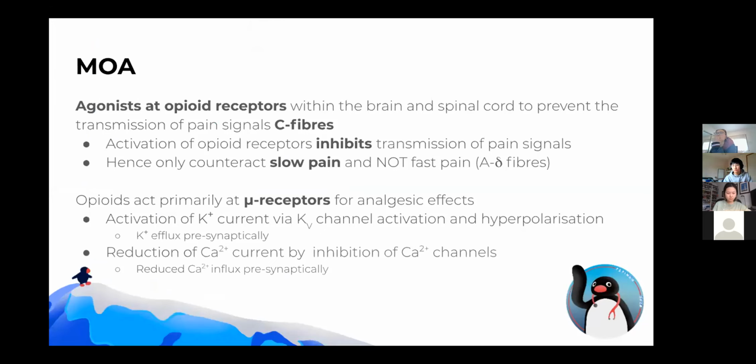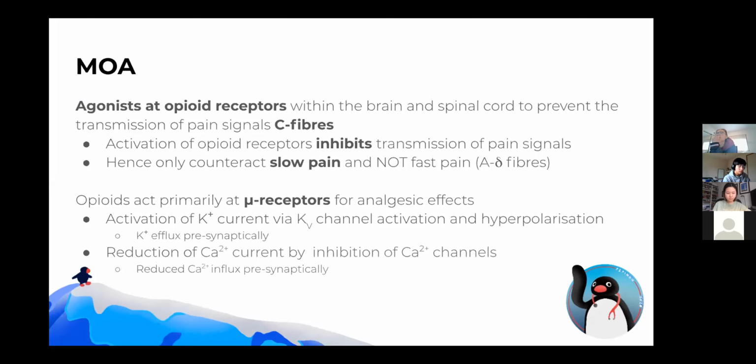So basically, the mechanism of action for opioids is that it acts on the opioid receptors within the brain and just prevents the transmission of pain signals. So those are in your C fibers. And so when you activate these opioid receptors, they actually inhibit the transmission of pain signals, and they only counteract slow pain and not fast pain. Because slow pain is transmitted through the C fibers and fast pain is transmitted through the A fibers.